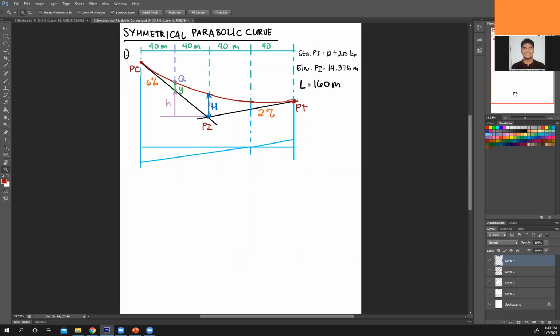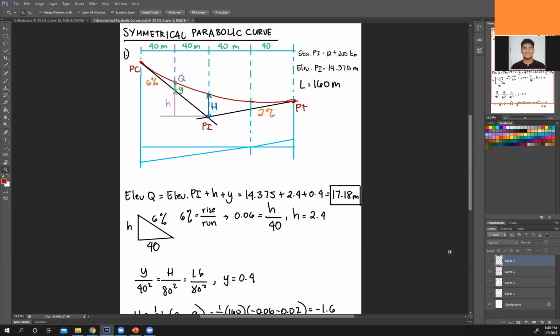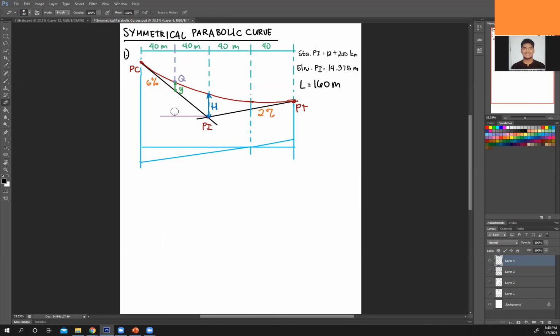So instead of using h and y, our goal here is to solve for elevation of point Q. Okay. So what we did in our first solution is add h and add y, right? So instead of that, we're not going to do that. Instead, okay, we're going to use another variable or part of your parabolic curve, which is this length right here.